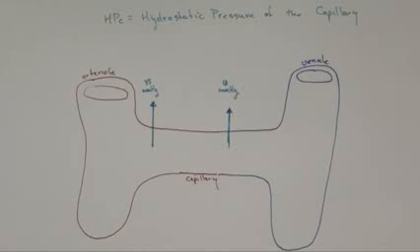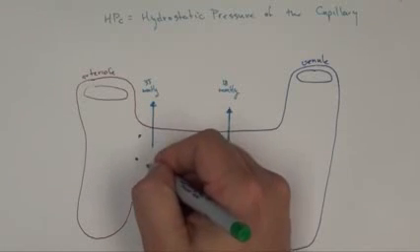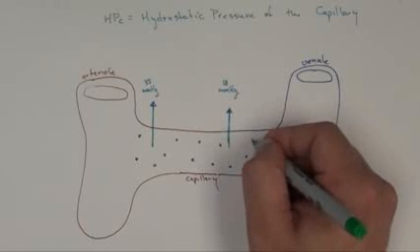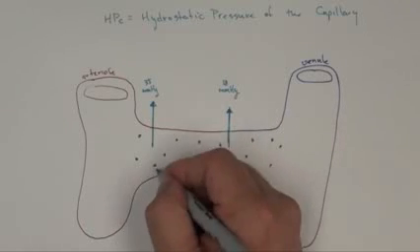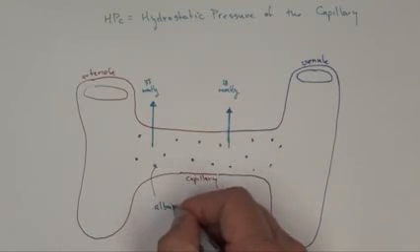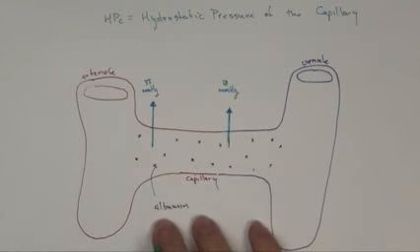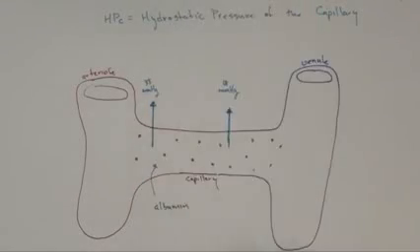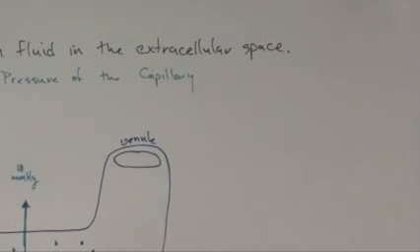Now we have another pressure that's fairly important, and it's created by albumin. And albumin is made by the liver. So any kind of problem with the liver, it's going to create a problem with albumin, and that might create a problem with edema. So what is this albumin doing?